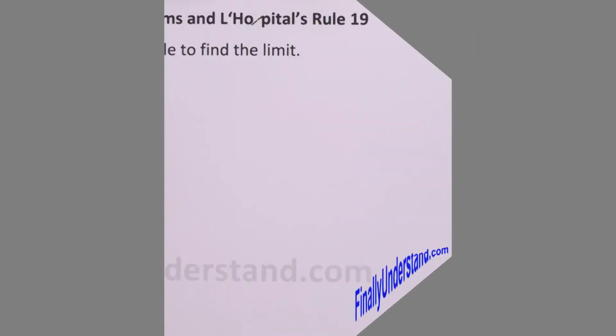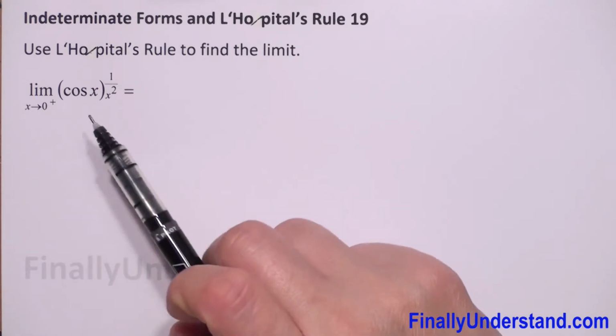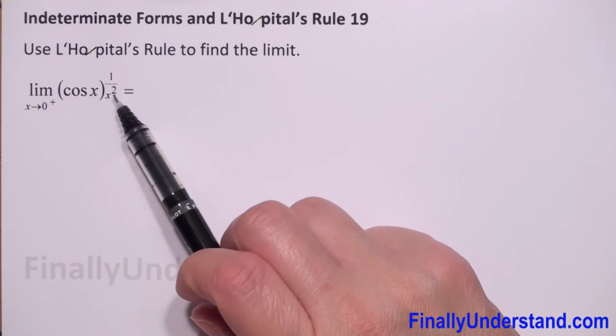To use L'Hopital's rule, we need indeterminate form 0 over 0 or infinity over infinity. Let's see what we have here. We have limit as x approaches 0 from right. Cosine of x is our base and exponent is 1 over x squared.